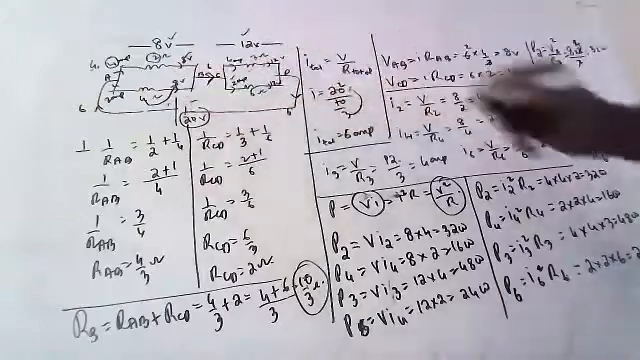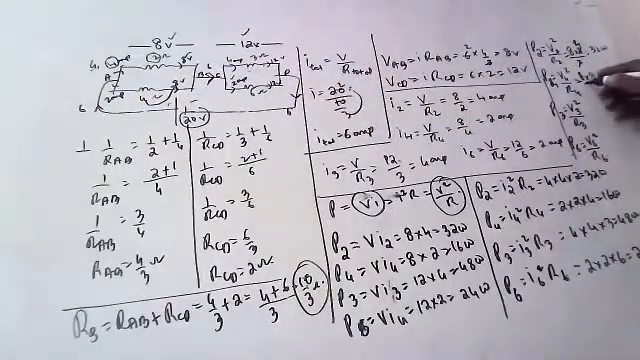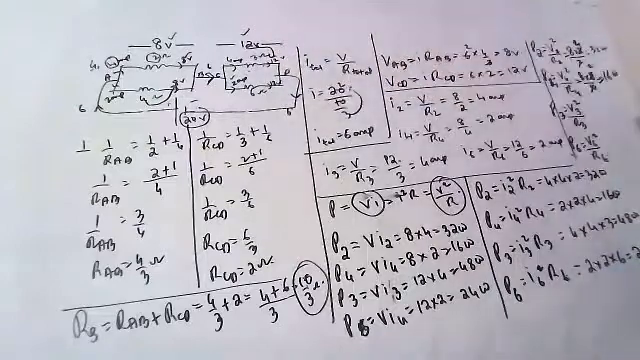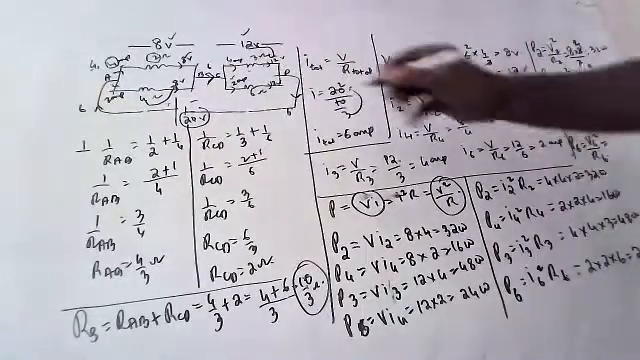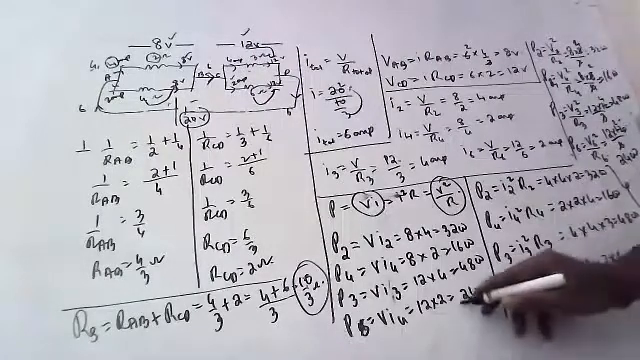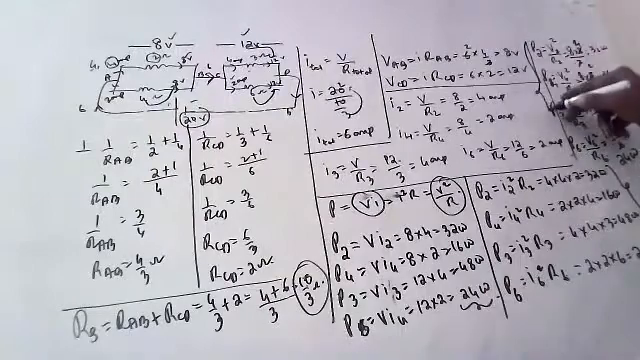Potential across 4 is how much, children? 8. 8 into 8 by 4 is 16 watts. Potential across 3 is 12. 12 into 12 by 3 is 48 watts. Potential across 6 is 12. 12 into 12 by 6 is 24 watts. I'm getting the same answers that you will get, provided you are perfect with the theory.